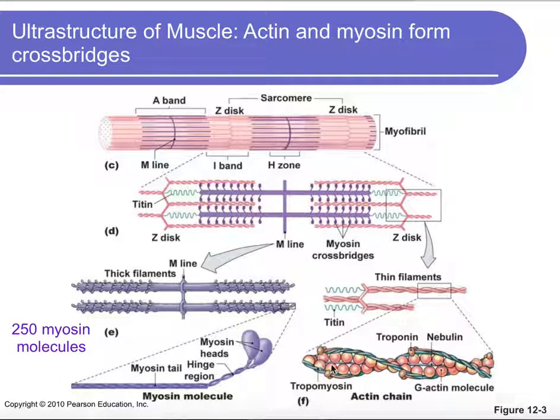these round globe looking things. These are your G-actin molecules, and we have two strings of them coiled around each other. And then we have this long filament that travels all along our G-actin molecules, and that's known as our tropomyosin. And then we have these little proteins called troponin, and they're all going to be very important in muscle function.